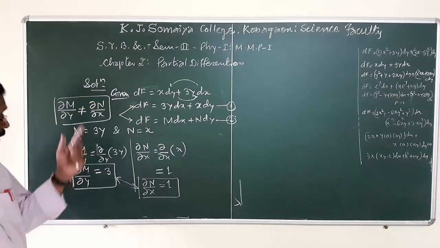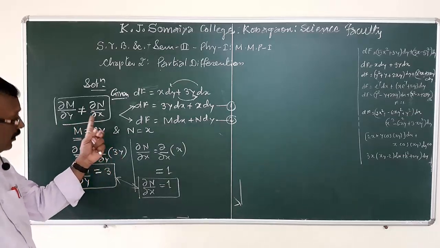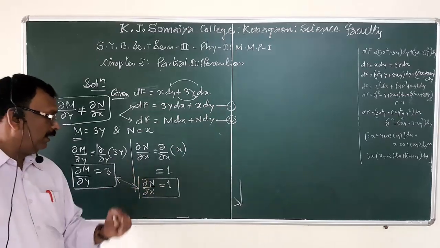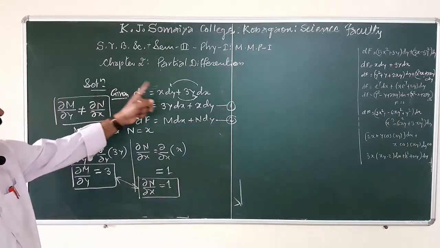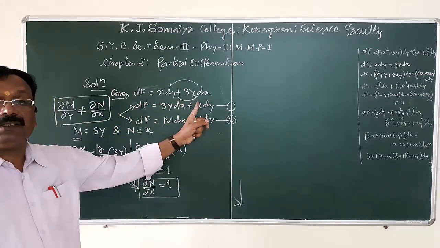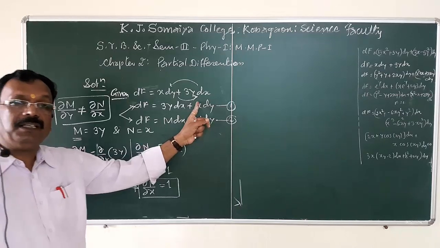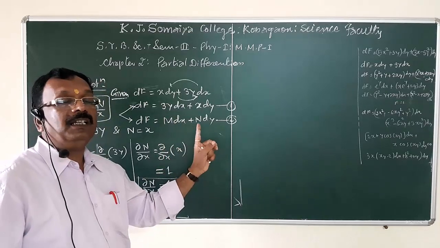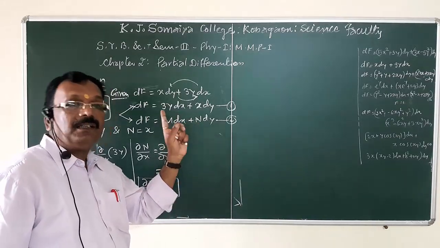This condition, the essential condition for exact differential, is not satisfied because ∂m/∂y is 3 and ∂n/∂x is 1. Hence, this given differential equation is not an exact differential equation and we cannot determine the function f.